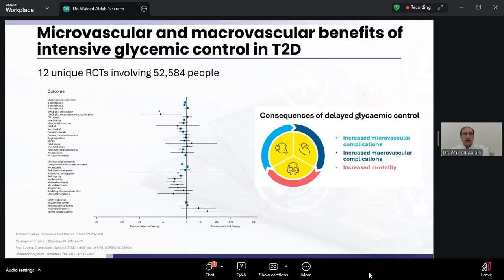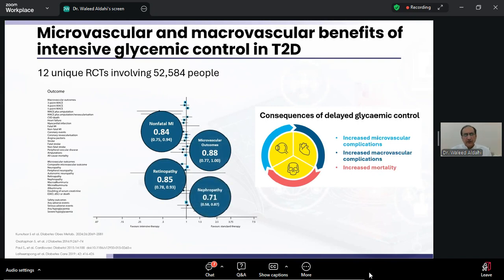We know that also when you look at micro and macrovascular disease, you can see that most of the trial, this is looking at all complications like non-fatal MI, microvascular disease, retinopathy, and nephropathy. We know that microvascular outcome and nephropathy were significant in terms of reduction, and non-fatal MI and retinopathy was a trend, but that also tells us when you actually treat these patients, you get an overall reduction of all kinds of complications. So the consequence of delaying glycemic control is an increase in these complications, as you all see.